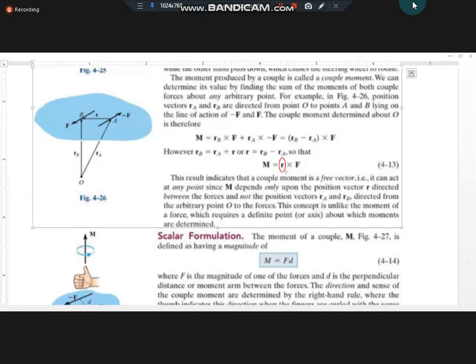We are expecting that the F is equal, or the only difference is the direction. Okay, so this is how we assume the value of F.